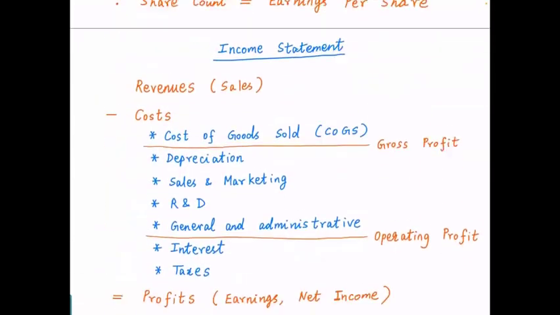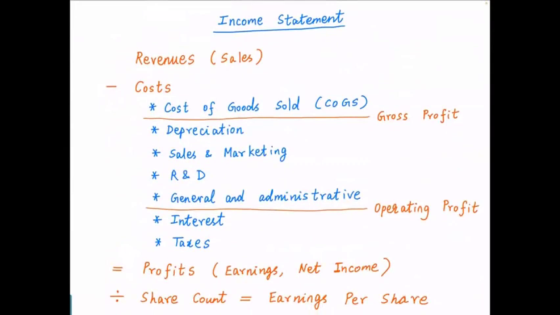So there are two important things in an income statement. If you just take the cost of goods sold and take revenues minus the cost of goods sold, that's called gross profit. And then if you subtract out all these other costs, depreciation, sales and marketing, everything except interest and taxes, that gets you the operating profit. And then finally, once you take out the interest and taxes as well, that gets you the final profit or net income of the company. So gross profit and operating profit are two terms to remember when you're analyzing an income statement.